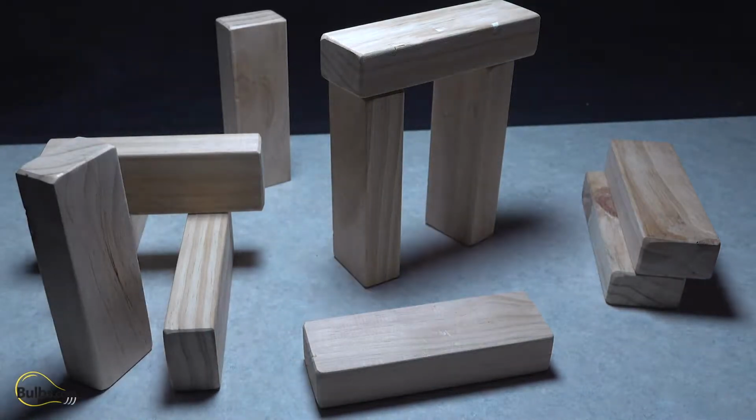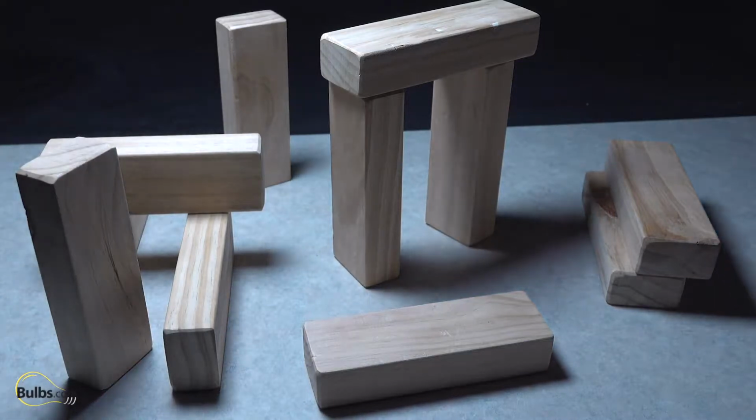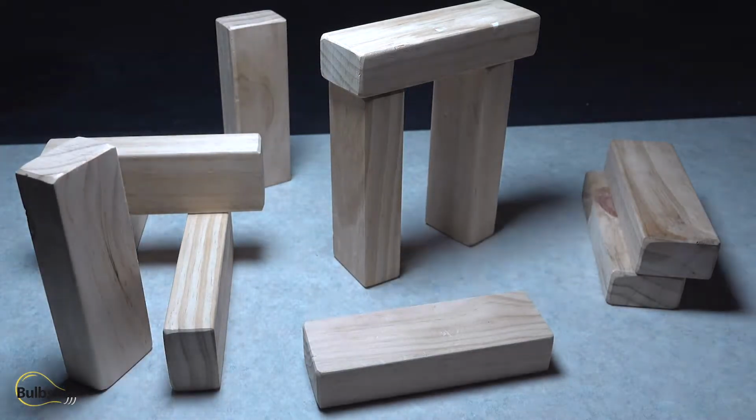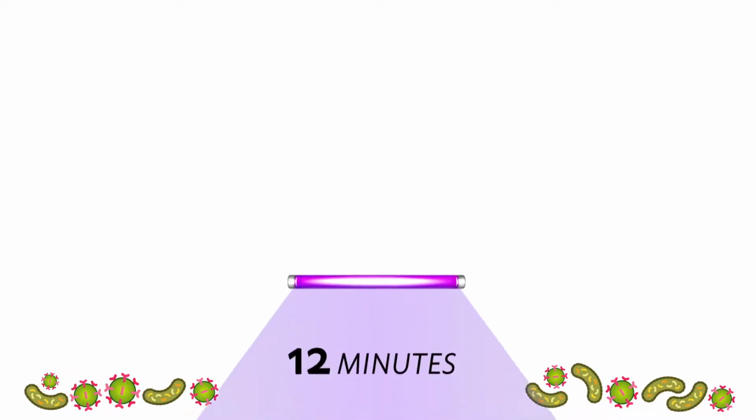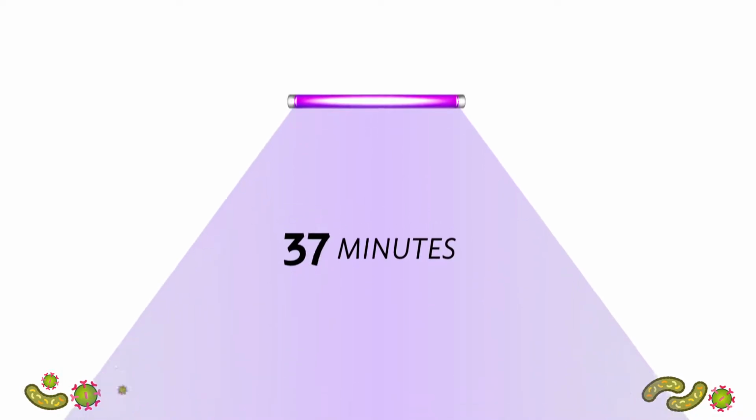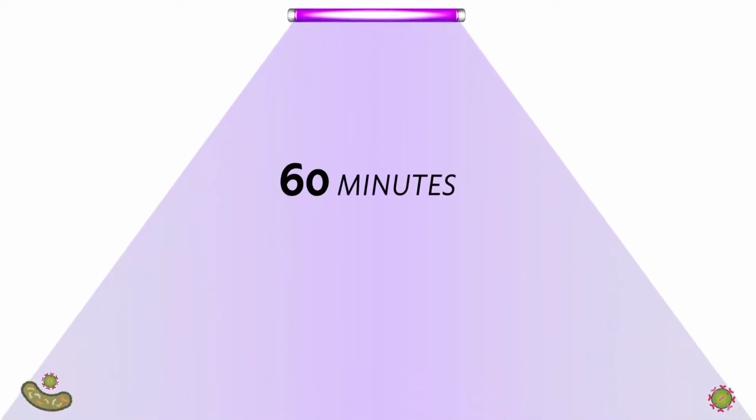UV should be used alongside other measures of disinfecting, like air filtering and sanitizing solutions. The effectiveness and range of the UVC lights is based on the power of the device and the distance to a surface. The further the distance, the longer the exposure time required to fully disinfect the area.